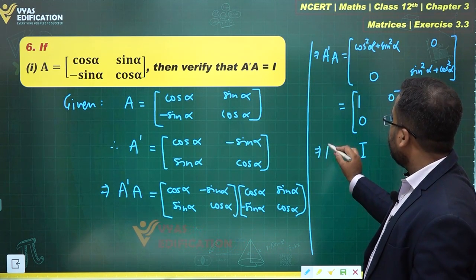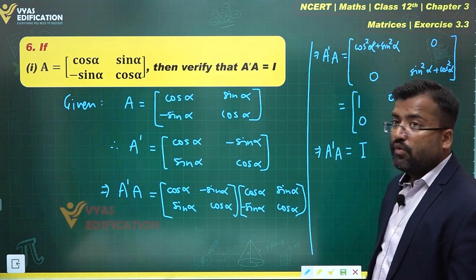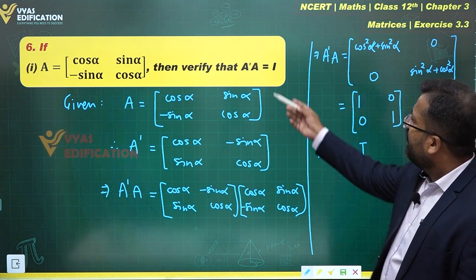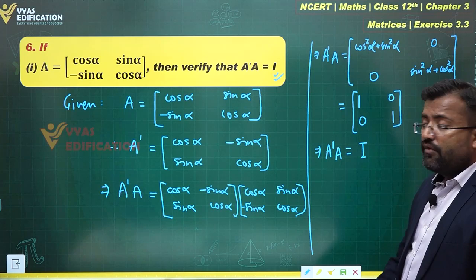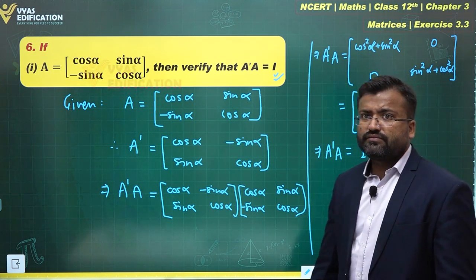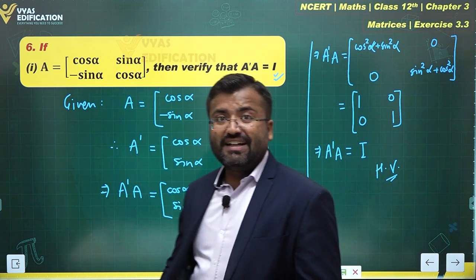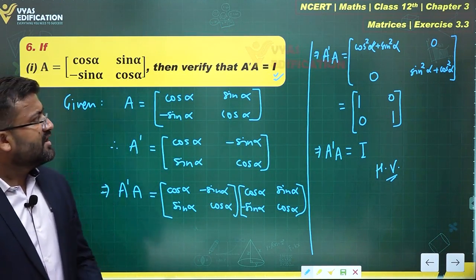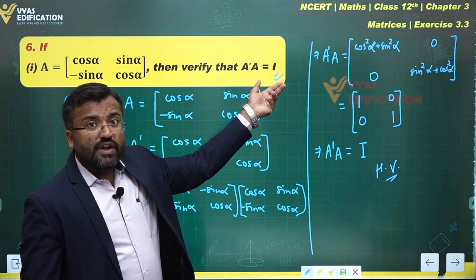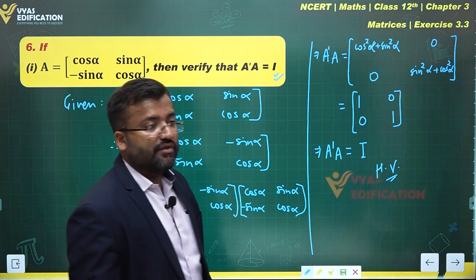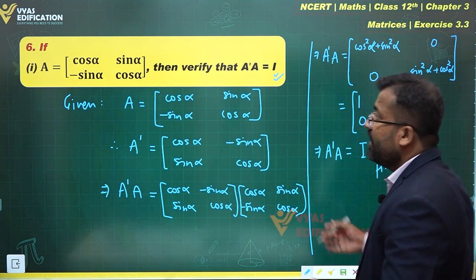This implies that A prime A, which is A transpose A, the product, is equal to the identity matrix. And yes, this is what we wanted to verify. Hence, verified. Right? You may observe that the person is asking us to verify this result, because this particular thing is not true in general. This is true for this particular matrix, and that's what we have proved.